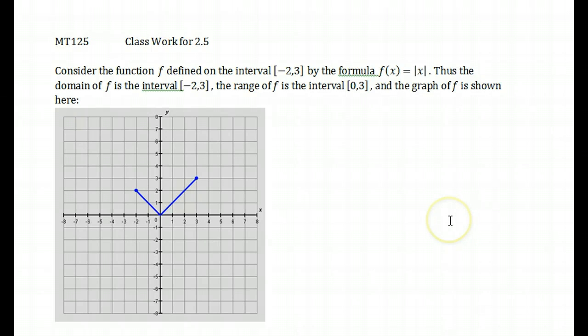I'm going to work a few examples from section 2.5 on function transformations. In the previous videos we explained why the function transformations do what they do. Now let's apply those results.